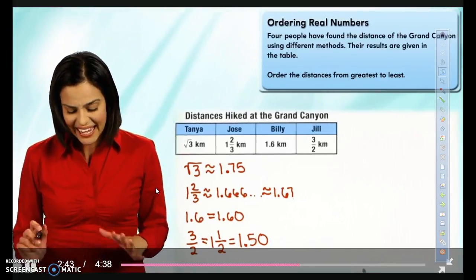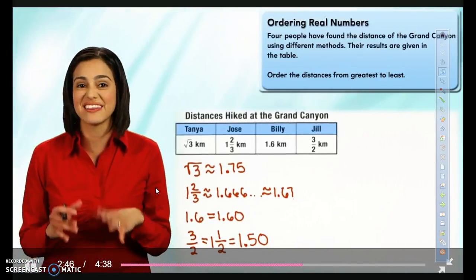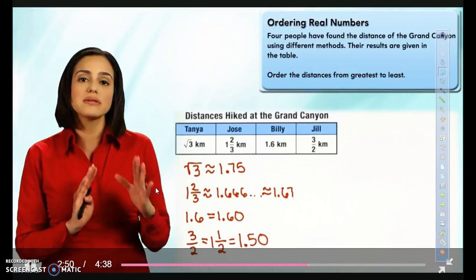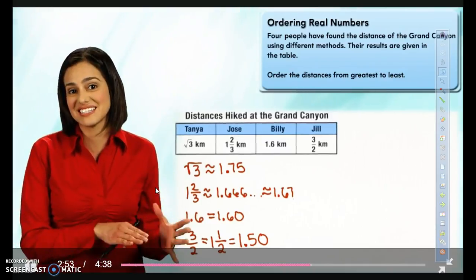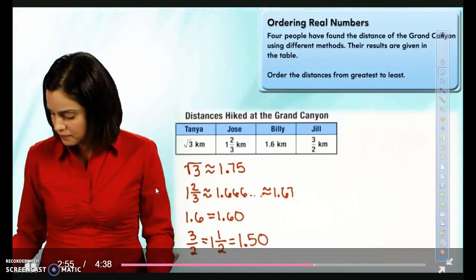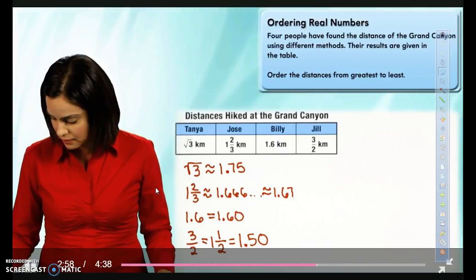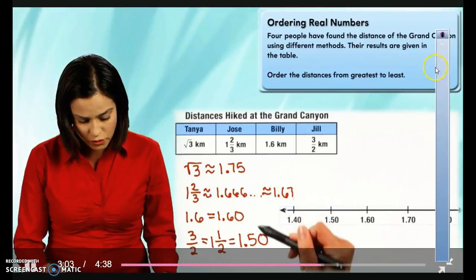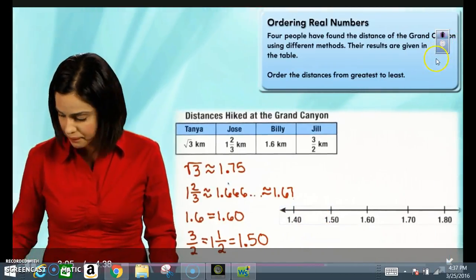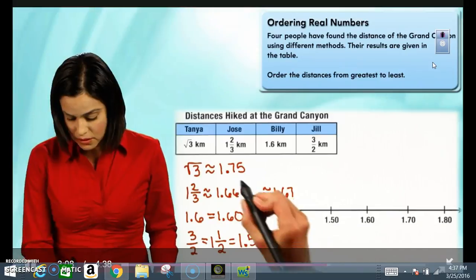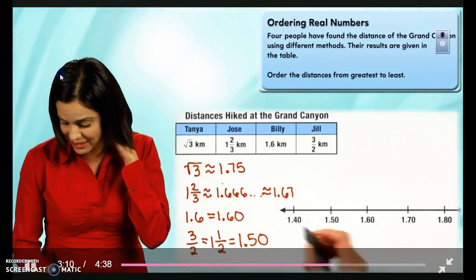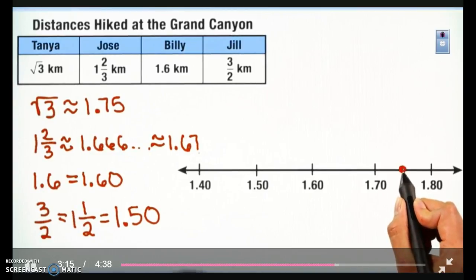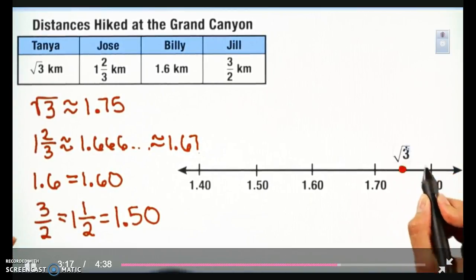Okay. Next, let's write these numbers on a number line. This will help us determine how to organize our distances from greatest to least. Okay, here's my number line. And we'll just go in order. We'll start with square root of 3. So square root of 3, which is 1.75, is right here. Okay, great.